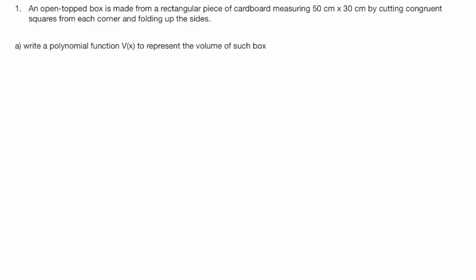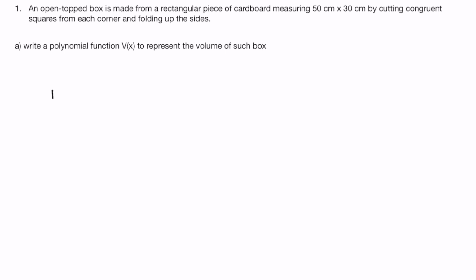So this is just a simple open-topped box inequality problem. An open-top box is made from a rectangular piece of cardboard measuring 50 centimeters by 30 centimeters by cutting congruent squares from each corner and folding up the sides. Write a polynomial function V(x) to represent the volume of such a box.